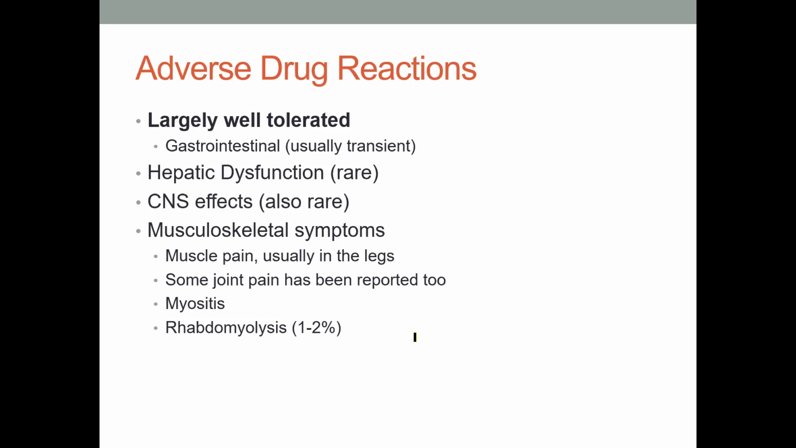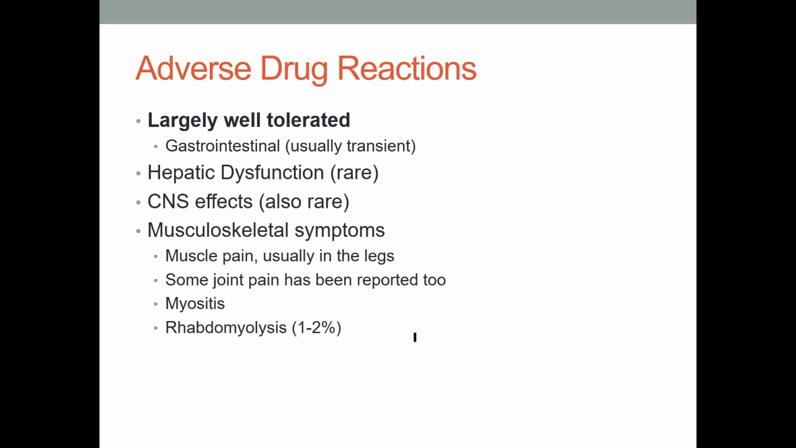How rare is rare? 0.1%. Hepatic dysfunction, maybe 1%, if that. It's probably lower than 1%. The big side effect with statins will be muscle pain, usually in the legs. Joint pain has been reported, but it's usually muscle pain in the legs.